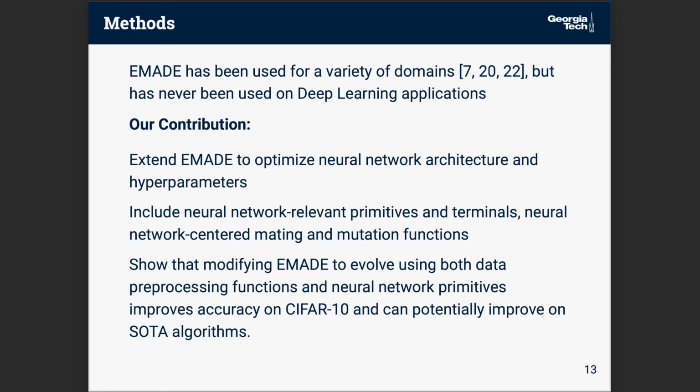While EMADE has been used for a variety of domains, it has never been used on deep learning applications. Therefore, our contribution is to extend EMADE to optimize neural network architecture and hyperparameters. We will be doing this by including neural network relevant primitives and terminals, thus adding neural networks to the search space, as well as adding neural network centered mating and mutation functions, which will aid the evolutionary process for neural networks. Our goal is to show that modifying EMADE to evolve using both data preprocessing functions and neural network primitives improves accuracy on CIFAR10 and can potentially improve on state-of-the-art algorithms.